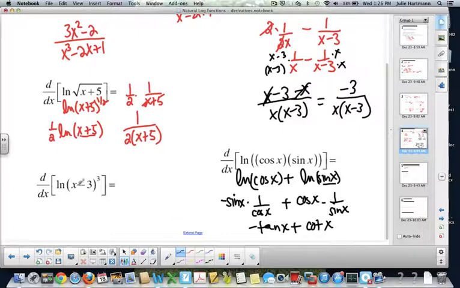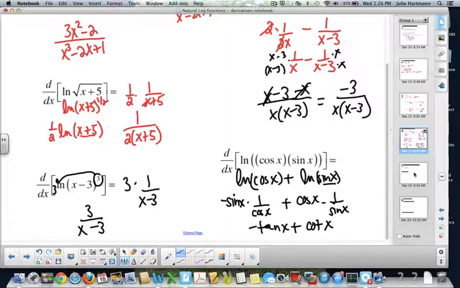Okay. With this one, just like the one above, bring the 3 down in front. So you're going to have 3 times the derivative of x minus 3 is 1, times derivative of ln is 1 over x minus 3. So you just get 3 over x minus 3.